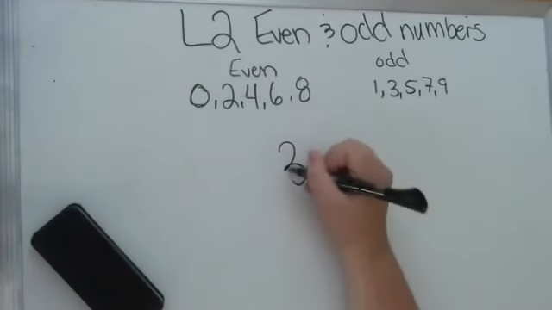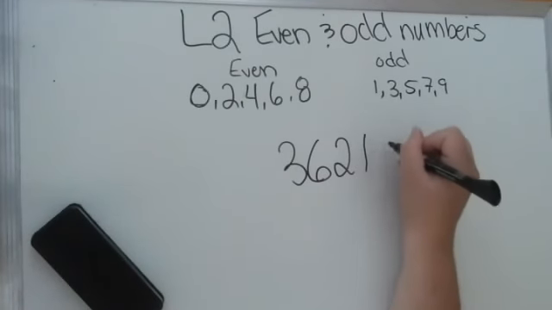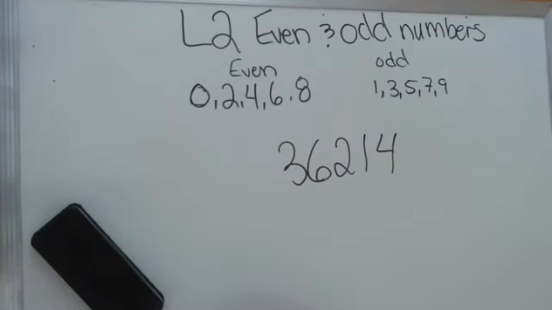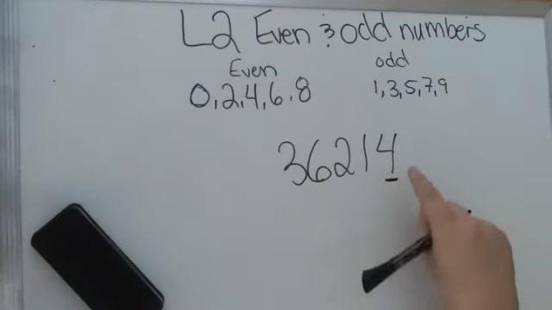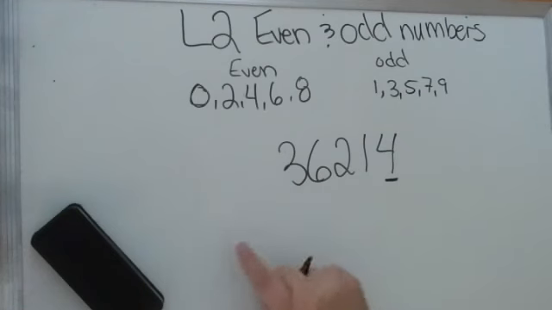If we look at this, this is an even number because the only one that matters is right there. So 4 is even, therefore this is an even number. That is how you tell whether a number is odd or even. That was Saxon 5, Lesson 2, Even and Odd Numbers.